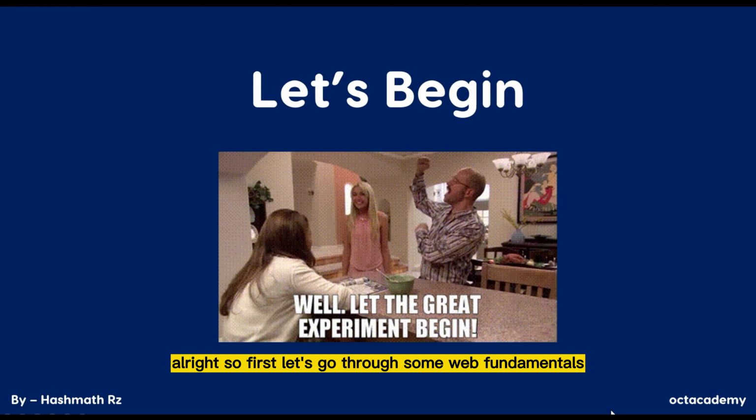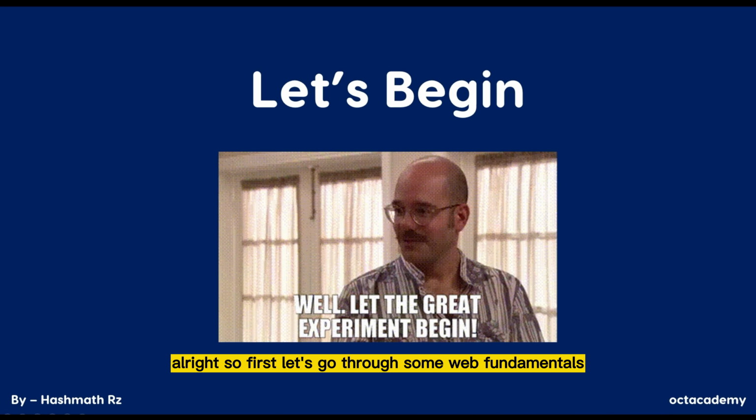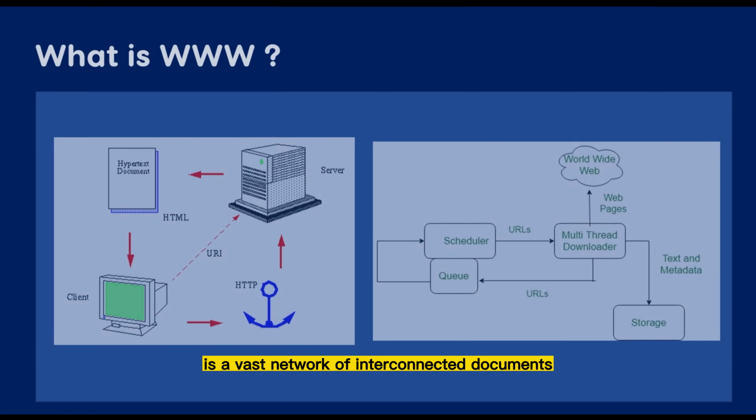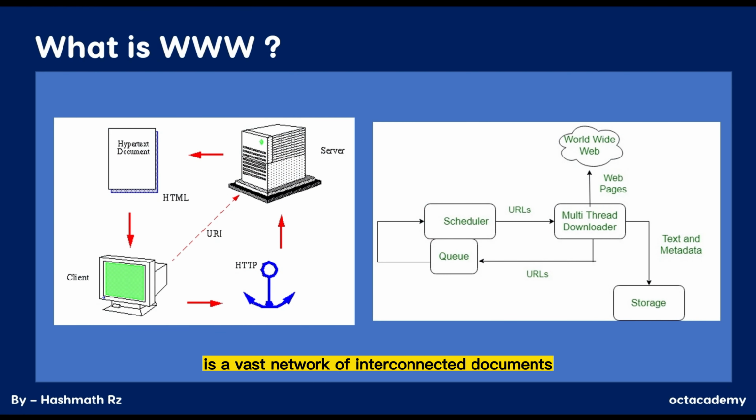Alright, so first let's go through some web fundamentals. So what is the web? The web or the World Wide Web, WWW, is a vast network of interconnected documents and other resources that can be accessed through the internet. This is a system of interconnected documents and other resources linked by hyperlinks and URLs, which allows users to easily access information and interact with each other online.